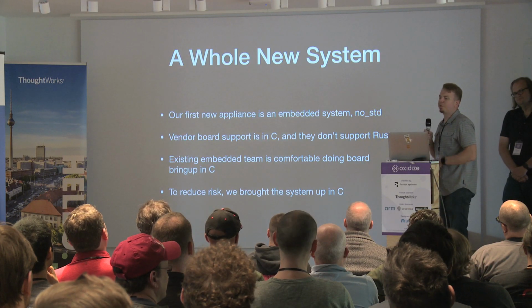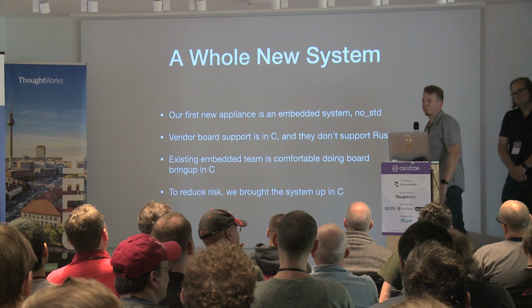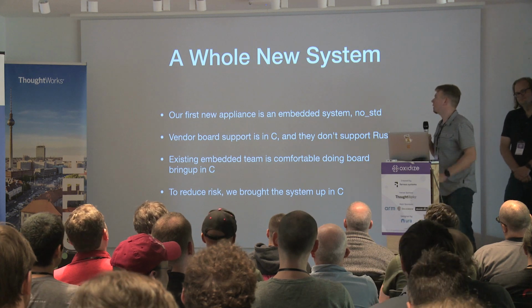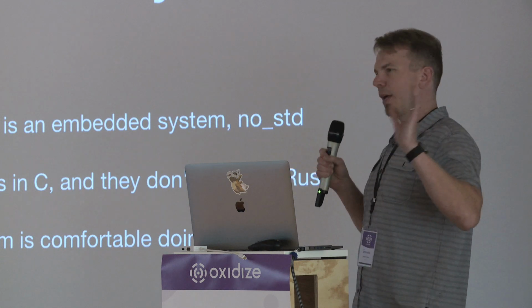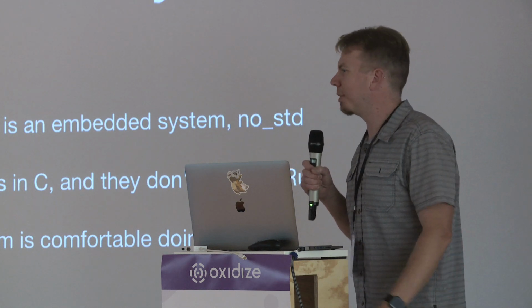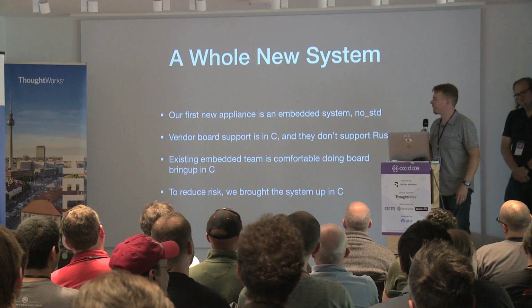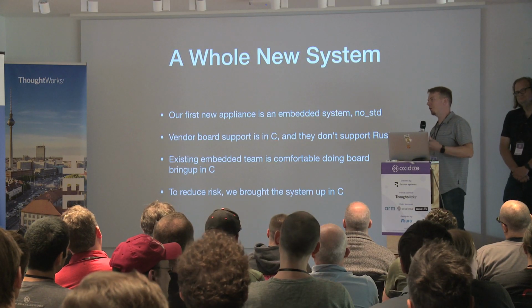So the next appliance we're building is a full embedded system, so it means no standard library. A lot of the support that we got from our vendors is all in C. They kind of said, what's Rust, when we asked them about it. They don't support Rust.